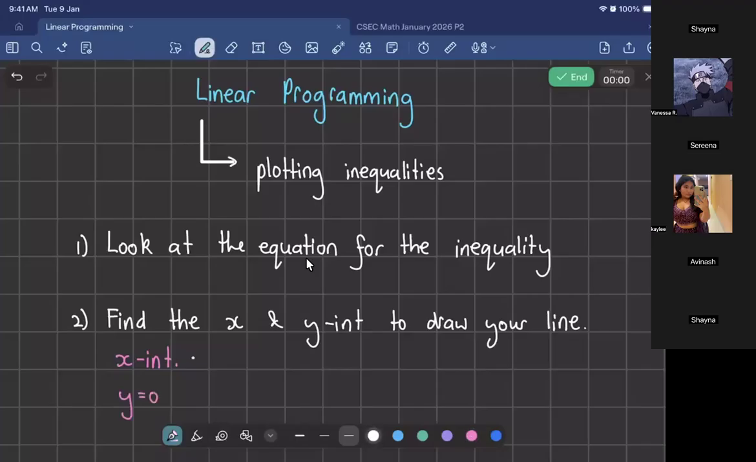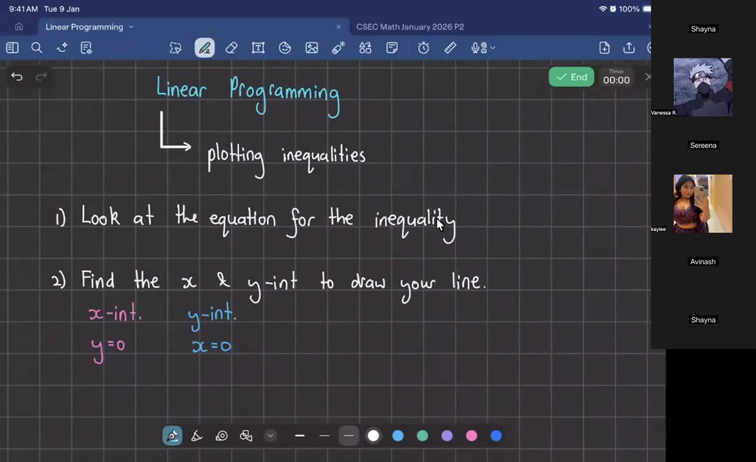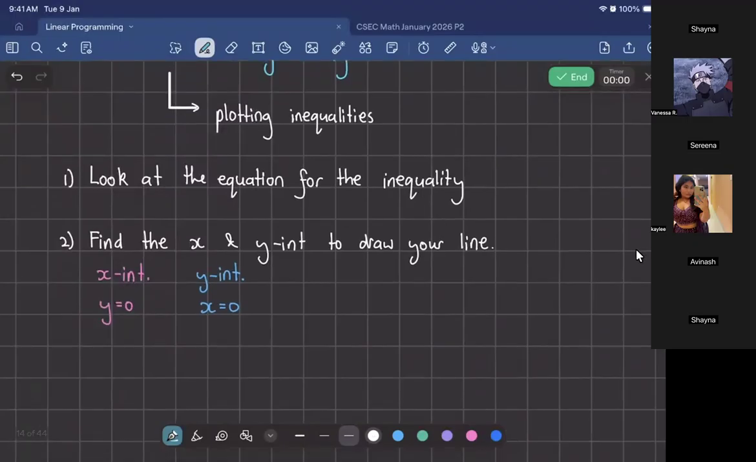Let's take a wild guess, right? What do you think would be the case for the y-intercept? What do you think is equal to 0 at the y-intercept? Somebody other than Shina. Vanessa. Okay, Vanessa, you unmuted at the exact same time I called you. So tell me, Vanessa, at the y-intercept, what is 0? X is 0. Right, so you're gonna find the x and y-intercept and draw your line. Part 3. Pick a point, right? Pick a test point.